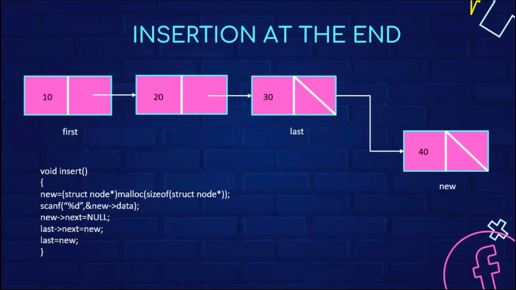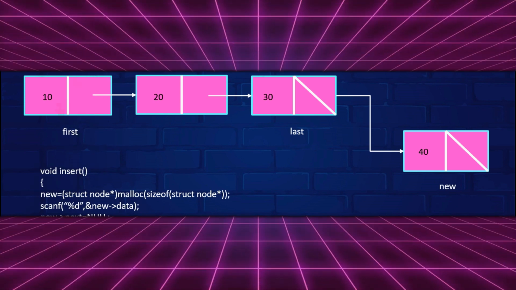Insertion at the end is similar to insertion at the beginning. In order to insert a new node at the end, we have to create a memory space for the new node using the malloc function and get the data for the new node, similarly as we did in the previous part. Here we perform last of next is equal to new, which means that initially the next part of the last is null, but here we assign it the new node, in order to establish a connection between the last node and the new node. Then finally we update the new node as the last node.